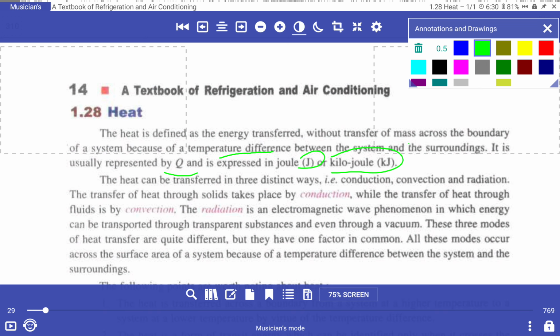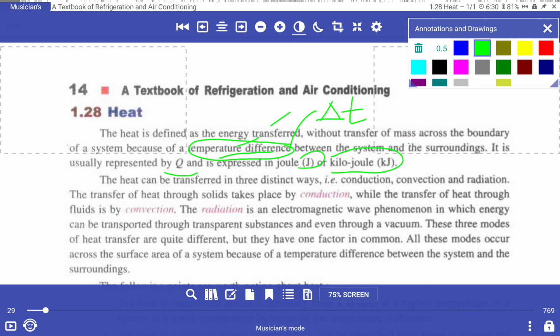So again, I will repeat. Heat is defined as the energy transfer without transfer of mass across the boundary of the system. It is happening because of the temperature difference. Most engineers use the word delta T, or change of temperature or temperature difference. That is the driver, the temperature difference between the system and the surrounding.